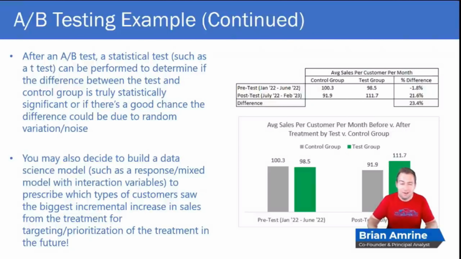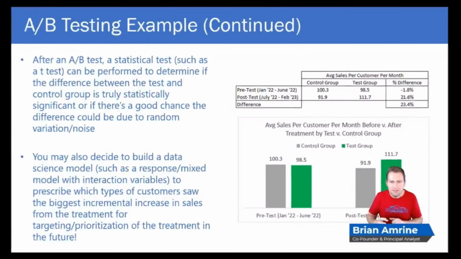Now another thing you can do, especially if you get into a response model, a mixed model that has interaction variables, is you might be able to assess not just whether there's an overall positive or negative impact of a treatment, but whether that treatment impact varies depending on other characteristics. Maybe the treatment works really well in a certain profile of customer, and not so much in other profiles. You can use interaction variables to assess whether that's the case.